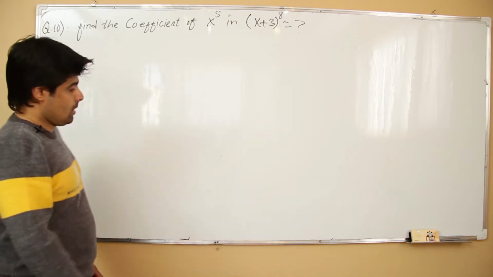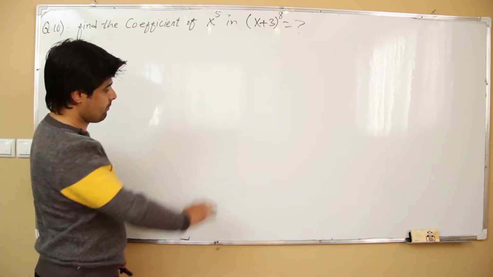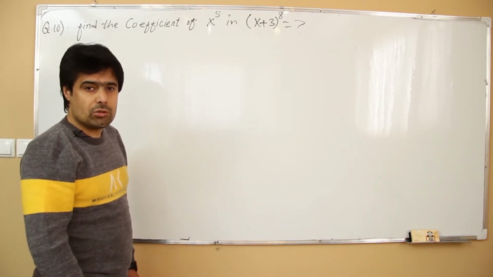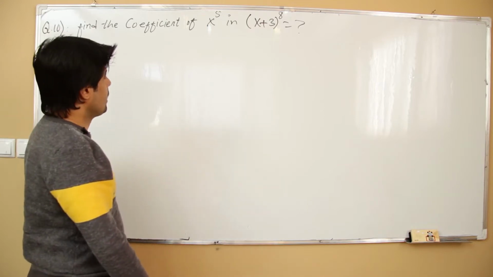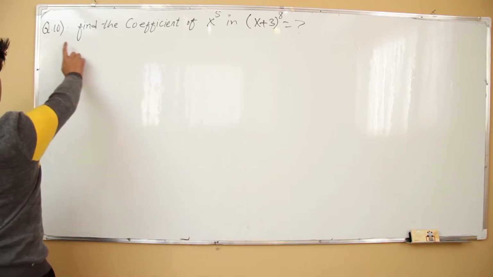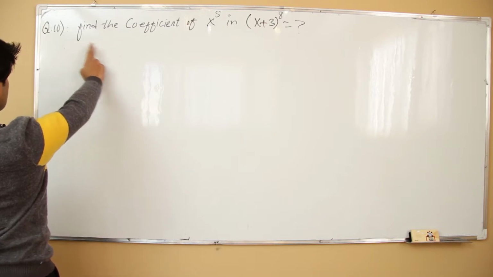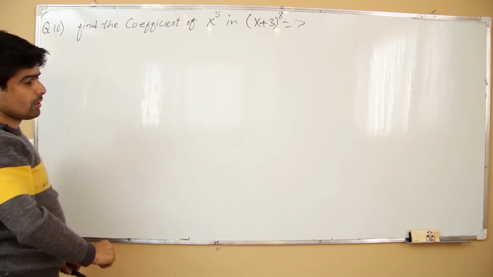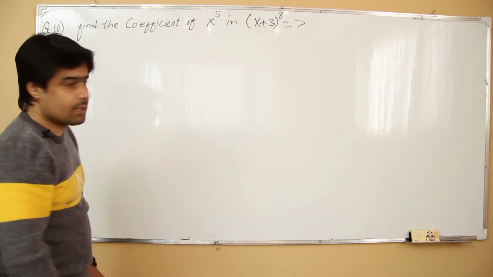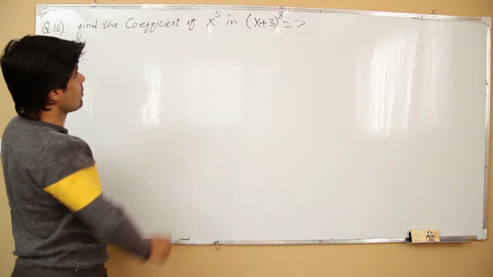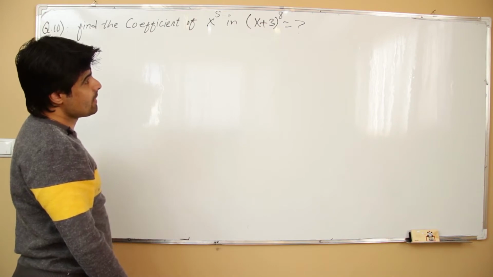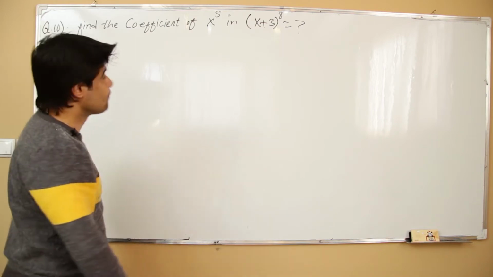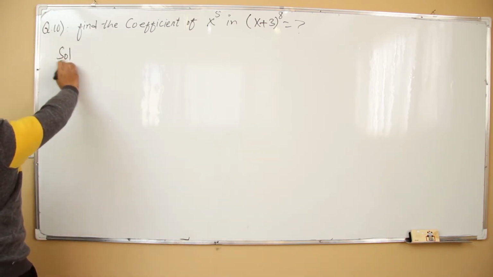By the way, we will start by the name of Almighty God, the most compassionate and the most merciful. Question number 1, which is question number 10 from the sequence of the second lecture: find the coefficient of x to the power 5 in (x + 3) raised to the power 8. Now, what is the solution?